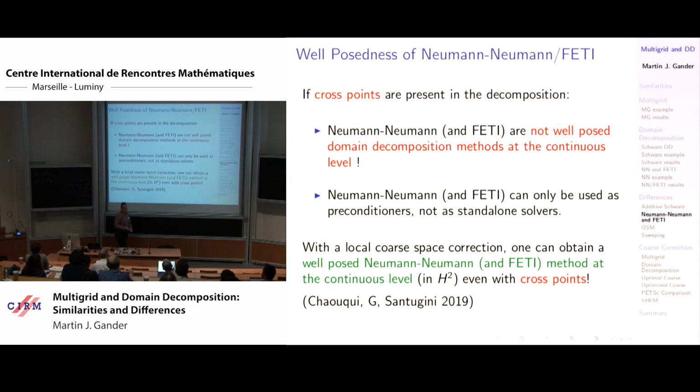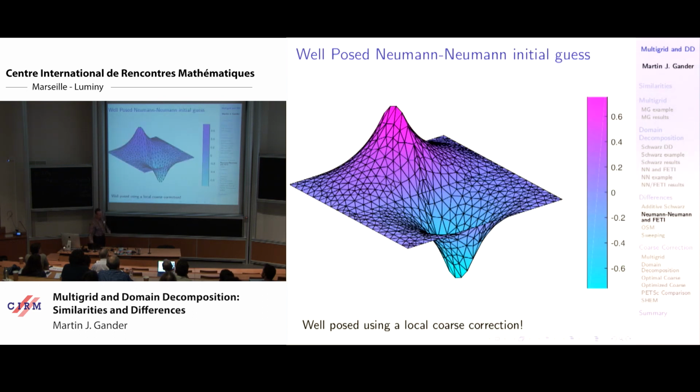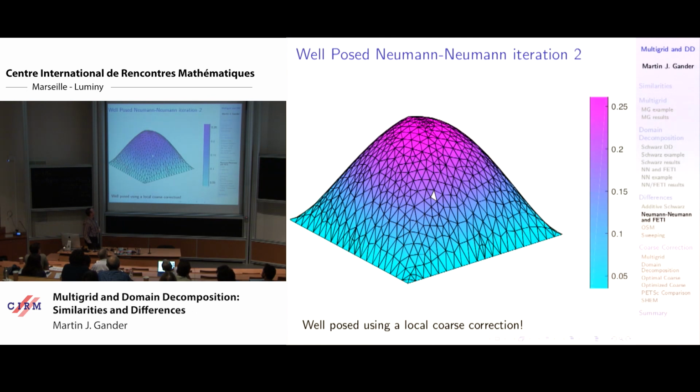Even if you have a cross point, and if you run it iteratively, exactly the same example, but now with this local coarse correction, it doesn't do global communication. Then you get a method which converges.